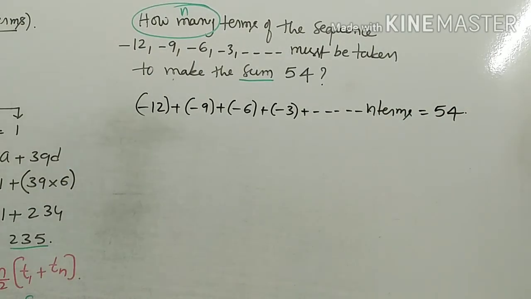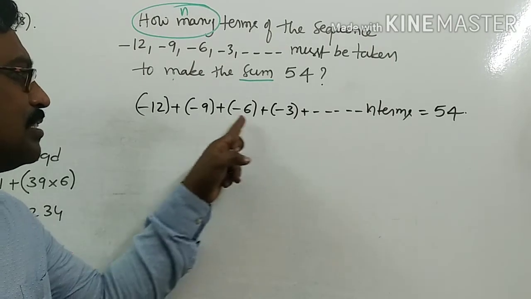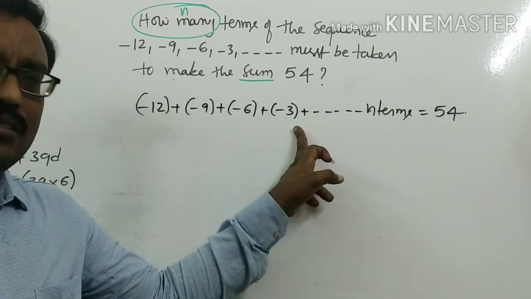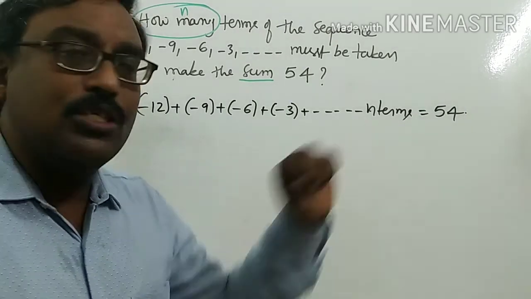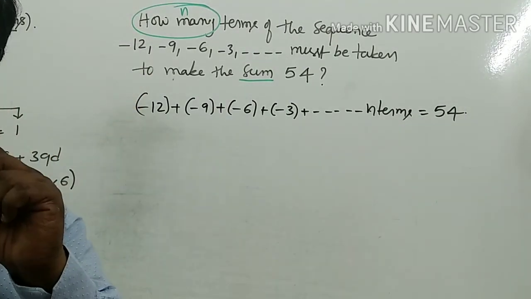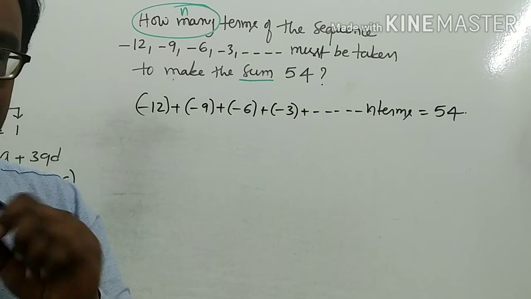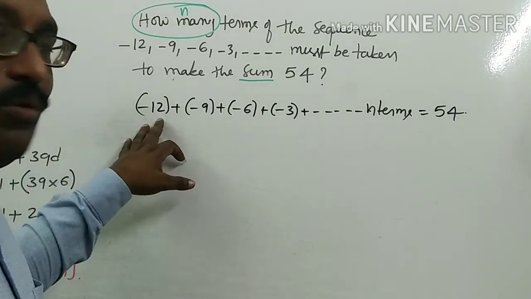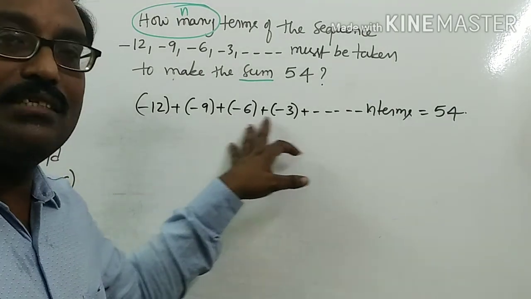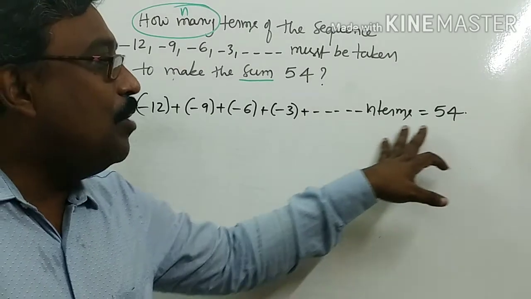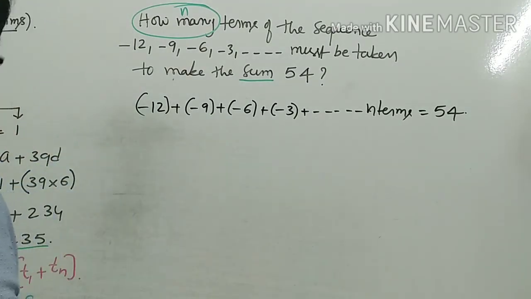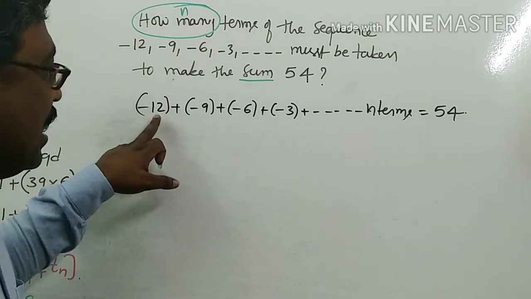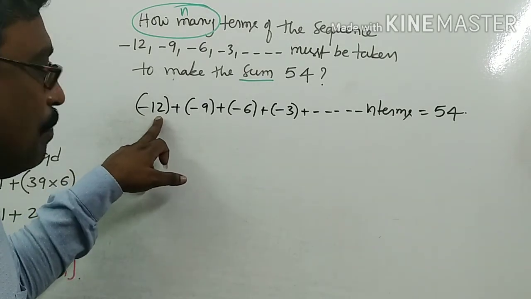54. See, imagine minus, minus, minus, all negative numbers are there. If you add, how will you get a positive answer? Did you understand my question? Minus 12, minus 9, minus 6, minus 3, so on. How will you get a positive answer? 54. Right? That's good.